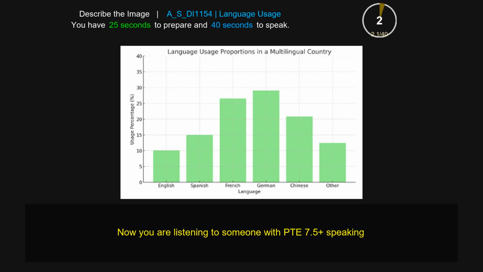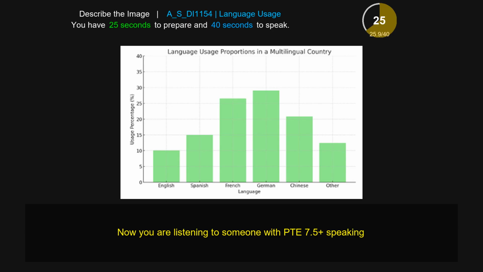The graph is giving information about the language usage proportion in a multilingual country. On the x-axis, we can see the languages English, Spanish, French, German, Chinese, others. On the y-axis, we can see the values 0 to 40. That is the usage percentage. And the highest value is German, that is roundabout 30, between 25 to 30. And the second is French, that is above 25%.